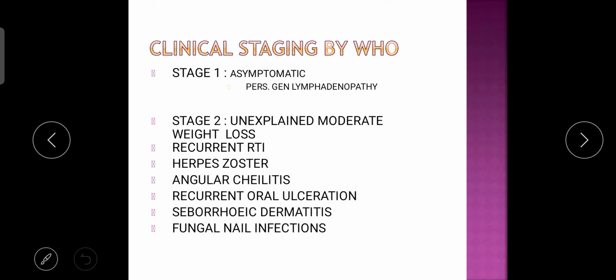Next is stage 2. In stage 2 you can see unexplained moderate weight loss, meaning without any reason there will be weight loss, and it is moderate, not severe. Recurrent RTI, that is recurrent respiratory tract infection, herpes zoster infection, angular cellulitis, recurrent oral ulceration, seborrheic dermatitis, and fungal nail infection. So in stage 1 you are not going to see any symptoms. In stage 2 these are the symptoms.